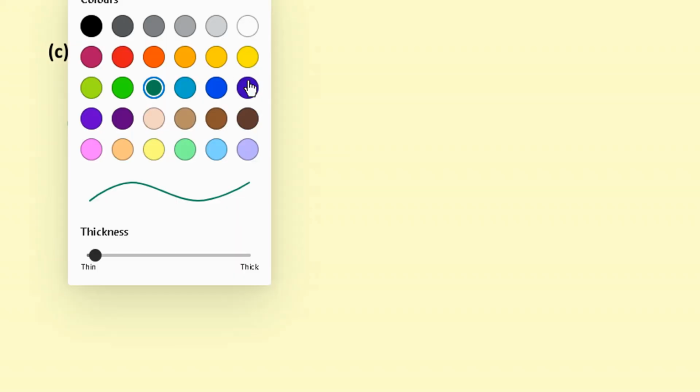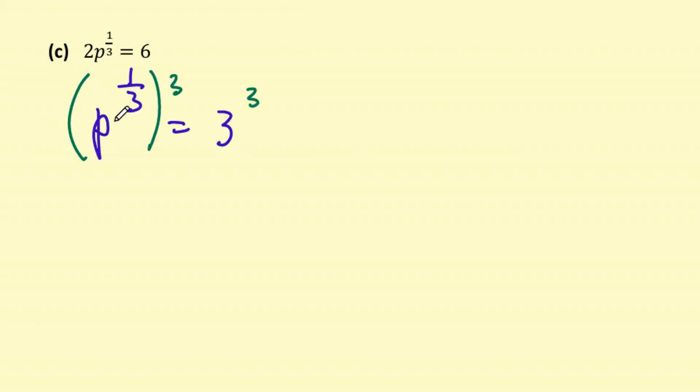Then on the left-hand side, we have brackets so we can multiply the powers. A third times 3 is 1. So we end up with p to the 1, or just p on the left-hand side. Then on the right-hand side, we have 3 cubed, which is 27.